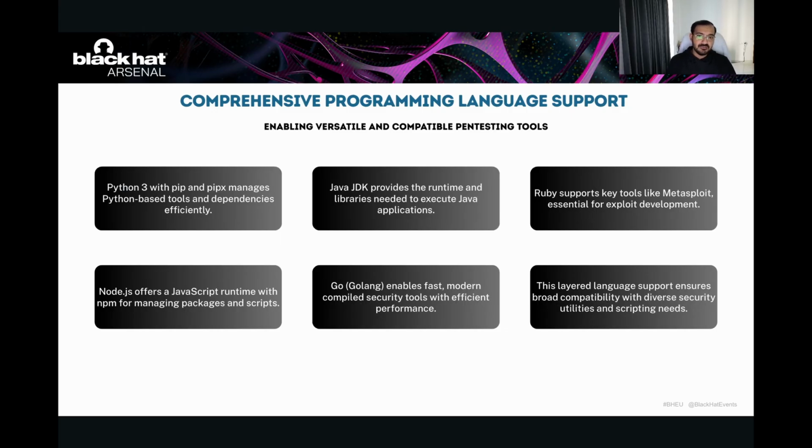Now, the heart of this open source project, Nightingale, is the comprehensive programming language support. There is an image called programming languages, and it supports multiple programming languages, for example Python, Java, Ruby, Node.js, Golang, and other languages.